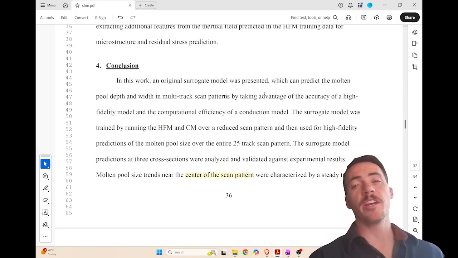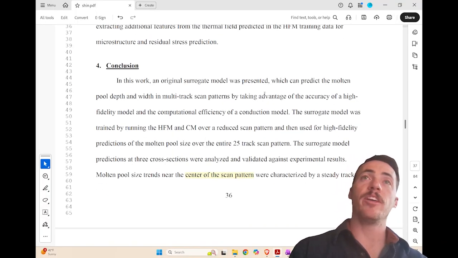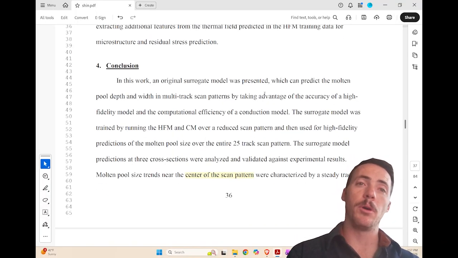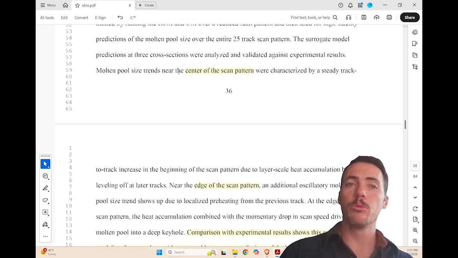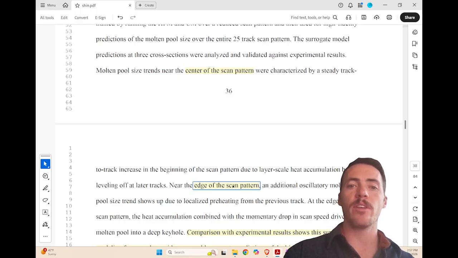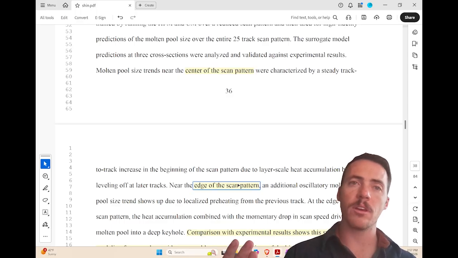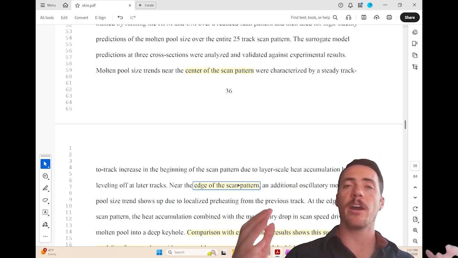So what were some of the takeaways? Clearly, they noticed that it's not enough to do modeling on a single scan pattern. They know that because they looked at the melt pool geometry in the center of the scan pattern. They looked at it on the edge of the pattern, and they're not the same thing. So it's important to be able to model the entire pattern.